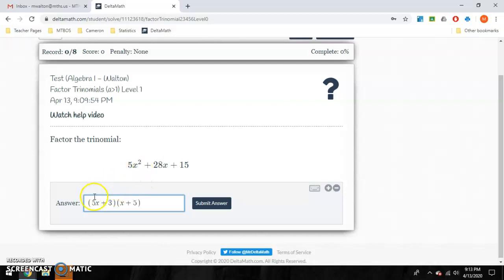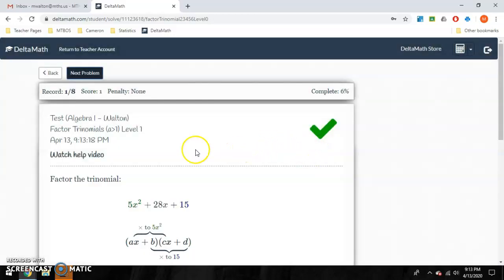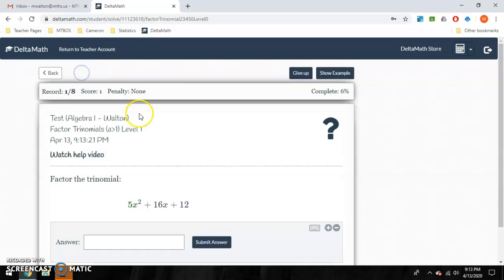You can check this answer again if you want to. 5x times x is 5x squared. 5x times 5 is 25x, plus another 3x, that's 28x. And 3 times 5 is 15. There we go. All right, let's do another one.